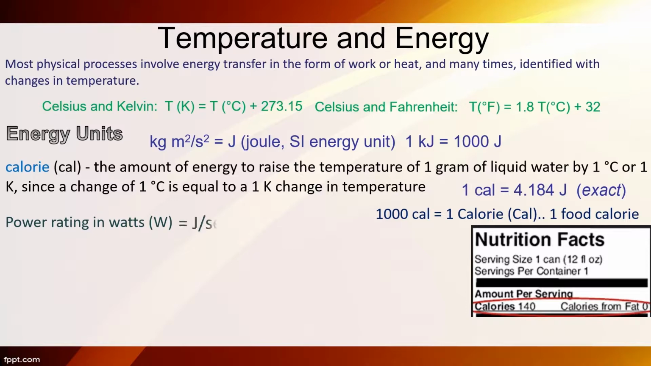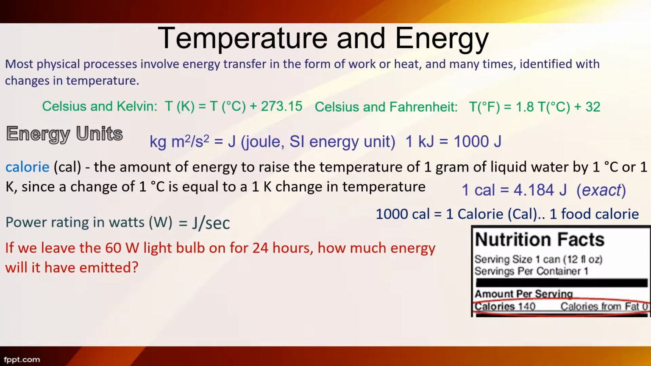The power unit, watts, in SI units is joules per second. For example, a 60-watt light bulb puts out 60 joules of energy every second. So if we multiply the power in watts, which are joules per second, by time in seconds, then the time unit cancels and leaves us with energy. So if we leave a 60-watt light bulb on for 24 hours, how much energy will it have emitted or produced in the form of light?